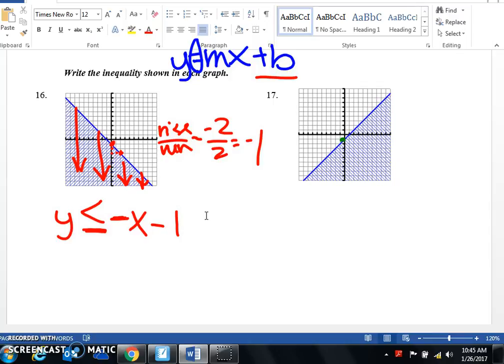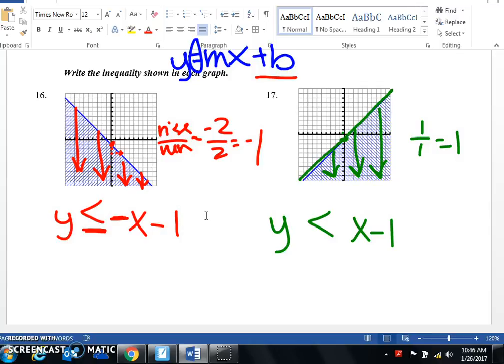Same thing. So I start with my b. It's at negative 1. Put your x, put your y. Now I need to find my slope, which I like that point. So I go up 1 over 1. So 1 over 1 is just 1. So I'm not going to put anything this time. Once again, this shading is going downwards. Therefore, it's going to be a less than, and it's a solid line. So put your equal sign.